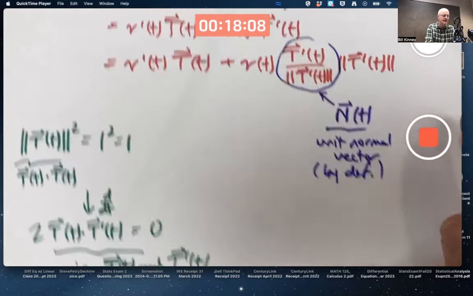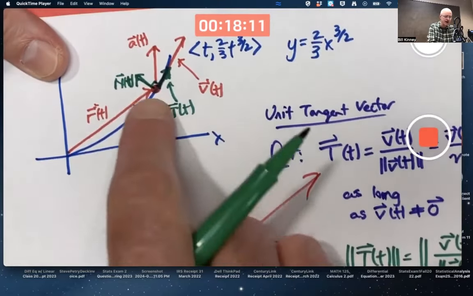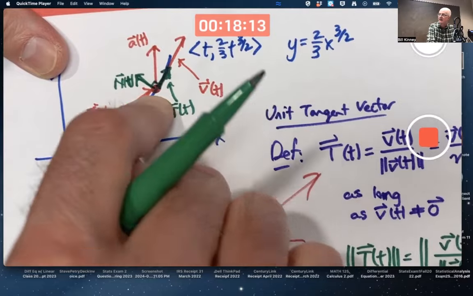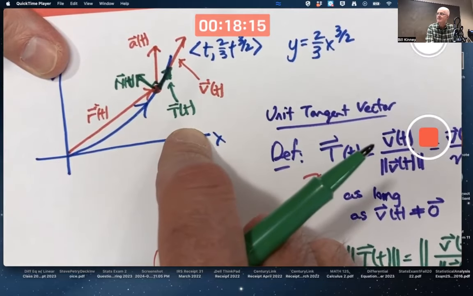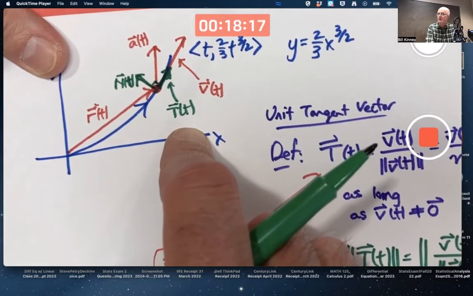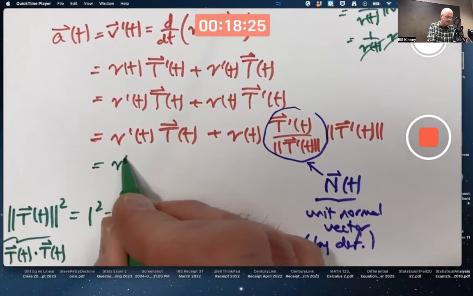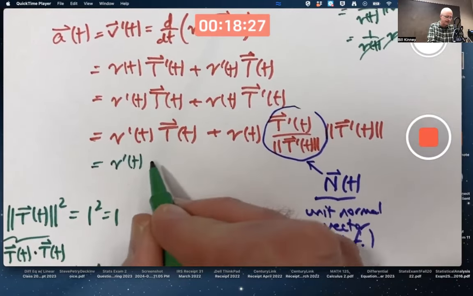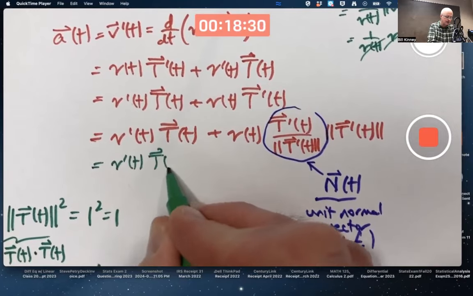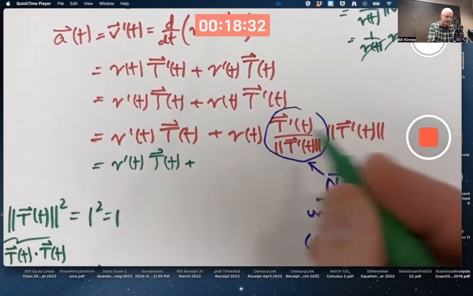That doesn't, again, fully explain why it points in this direction to the upper left instead of this direction to the lower right, but it will. This can all be rewritten one more way at the moment. The derivative of the speed times the unit tangent vector plus, let me combine these two things.